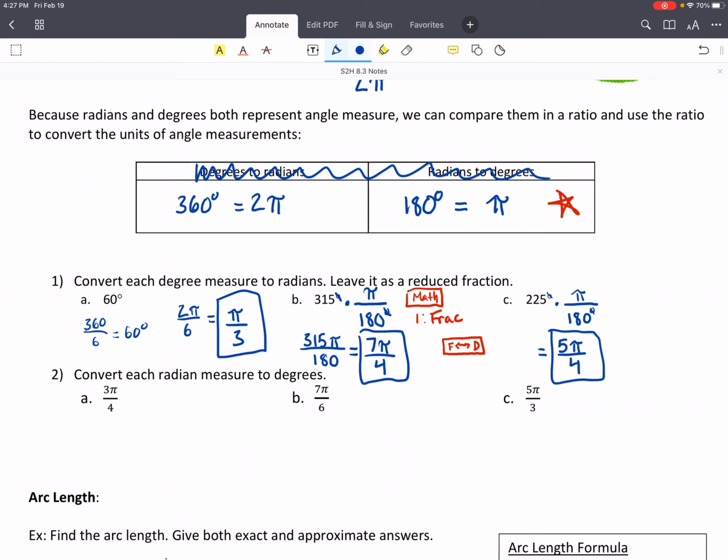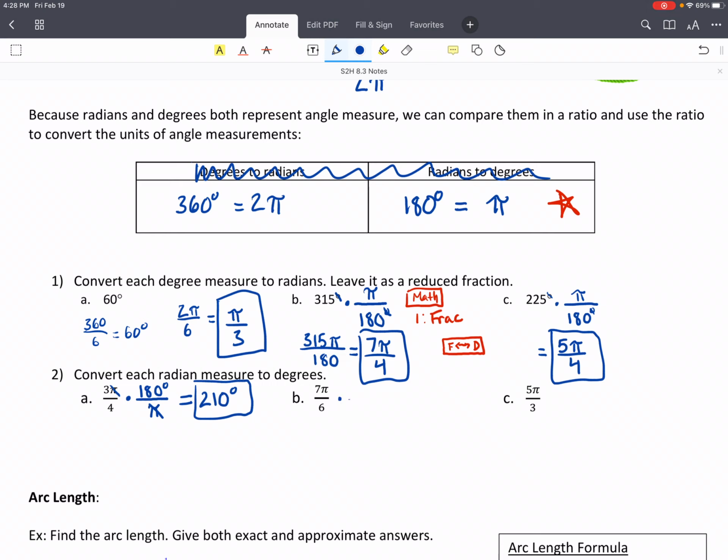Going the other way, this time I want the pi's to cancel out. So I can still multiply by pi over 180, I'll just flip my fraction. I'll do 180 degrees over pi, because now the pi's cancel. And I get 3 times 180 divided by 4, and I can type that into my calculator and I should get 210 degrees.